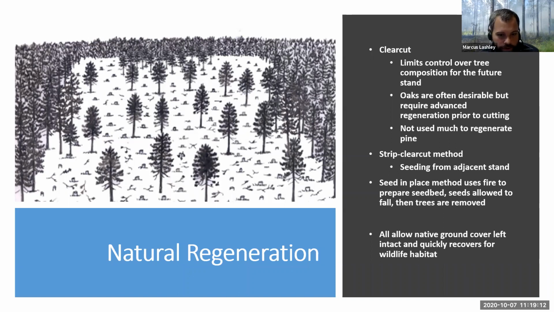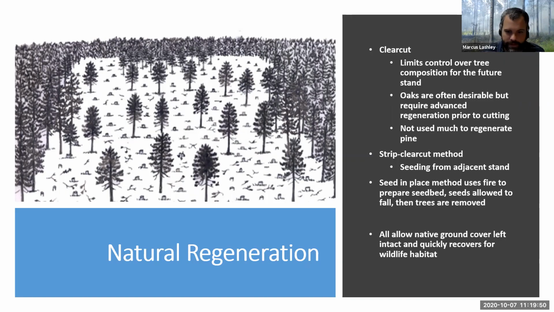A seed in place method is similar, where we would actually in many cases thin the trees, but the idea is that we could prep the seed bed by burning. We might do that under a forest canopy and just try to prepare the seed bed and then wait for a big cone year where we have a lot of seed production to be cast on that newly burned area, and then go in and remove the trees. That one's not used as commonly as the clear cut methods, but it can be used effectively to regenerate pine in particular.